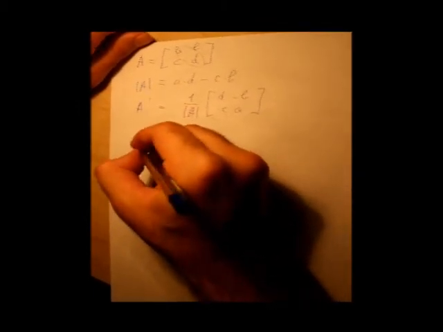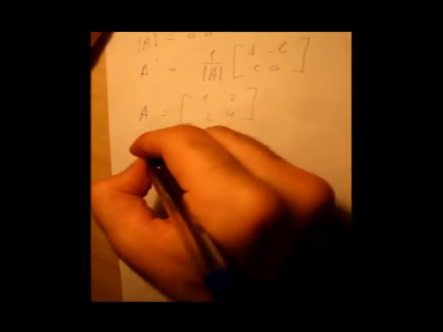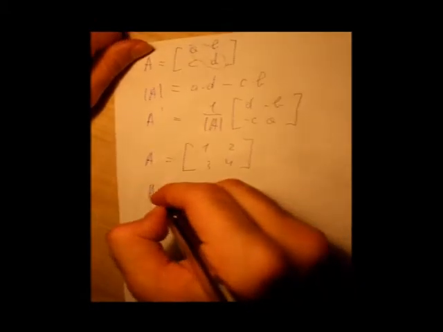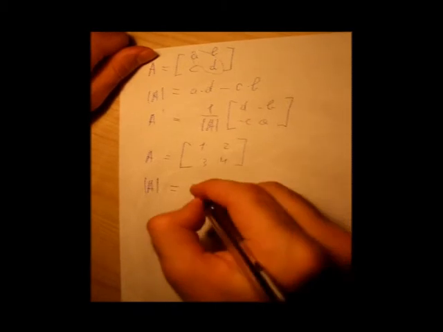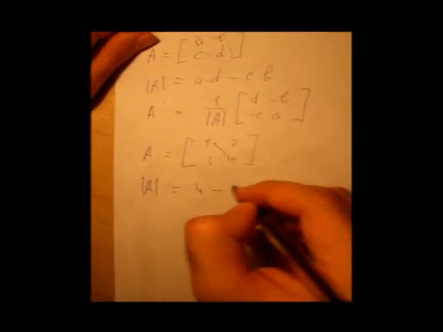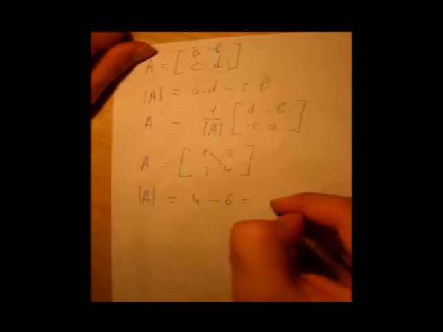Let me give an example. For example, matrix A is equal to 1, 2, 3, 4, and to illustrate this point we have to find its determinant. As I said before, determinant A is equal to AD minus CB. 4 minus 6 is equal to minus 2. The determinant is minus 2.